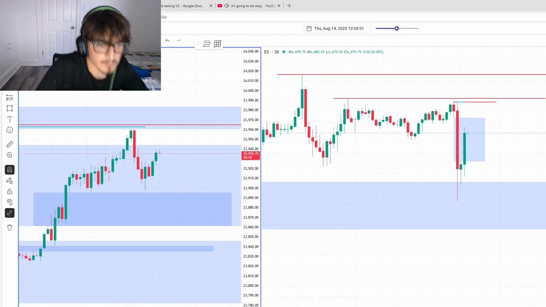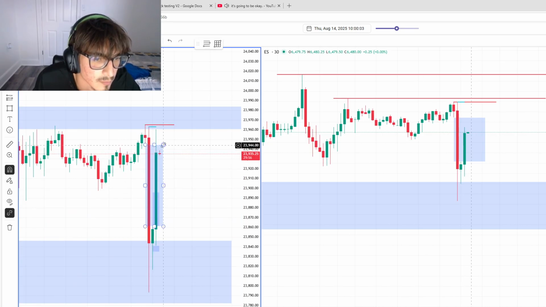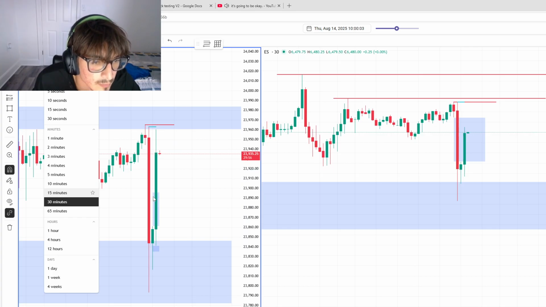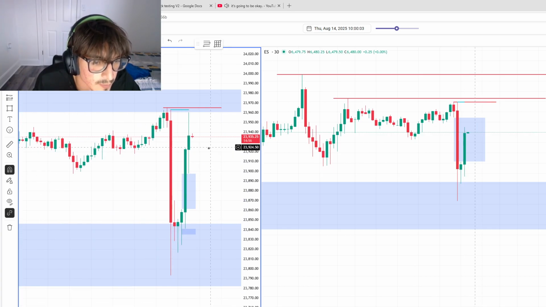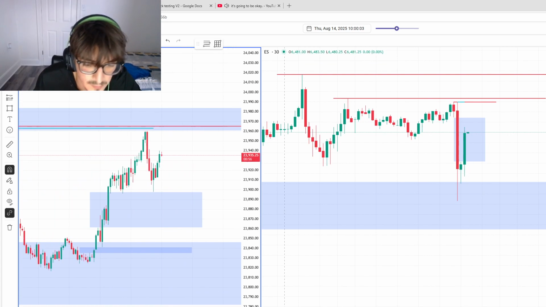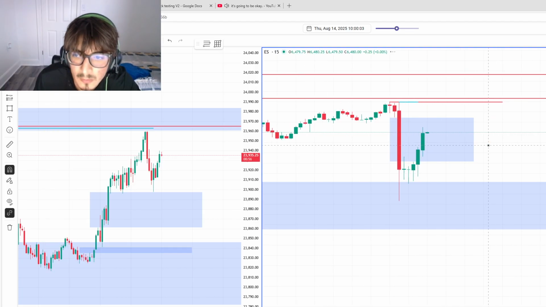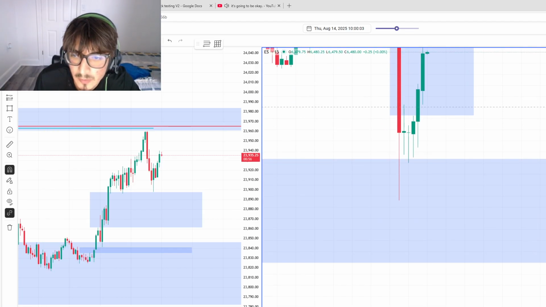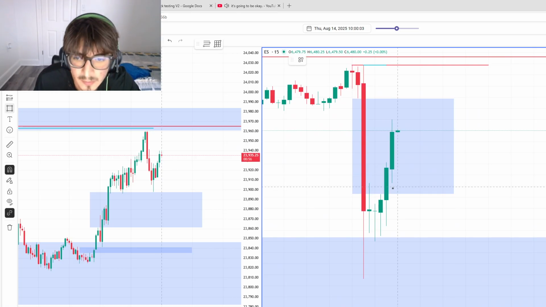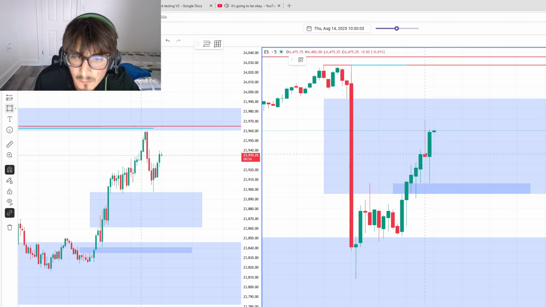I want this 15-minute gap to form. We're gonna tap that and it's gonna be a higher time frame. So this gap does not matter. It's gonna be here, 15-minute gap. And then we're gonna continue higher. Boom. Yes, 15 minutes all the way down here. Retouched.